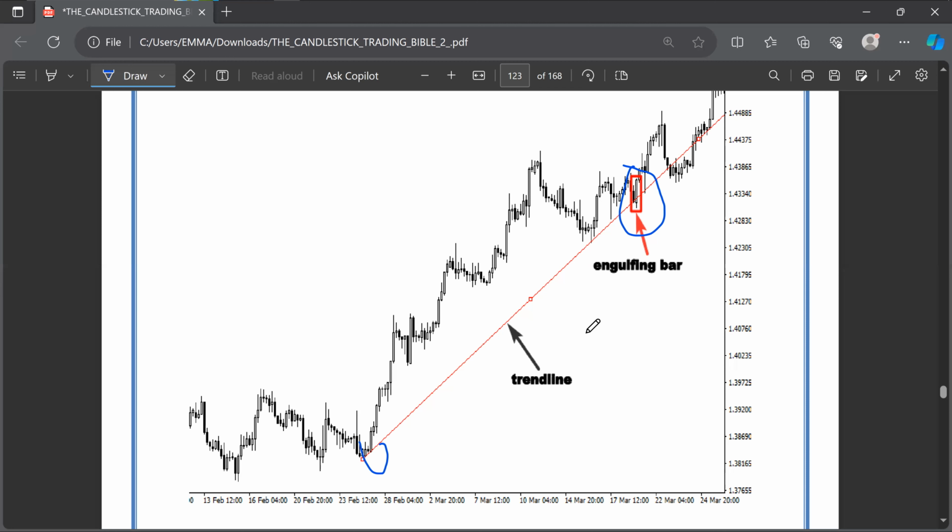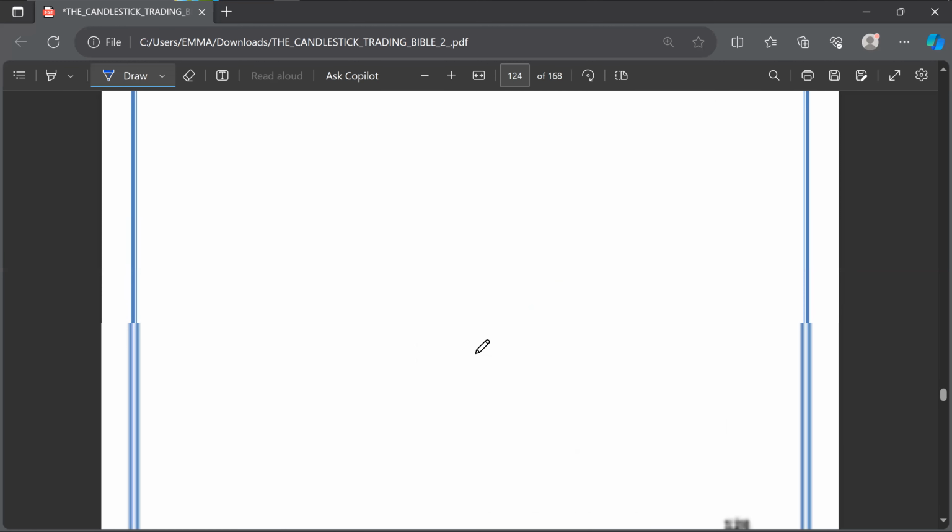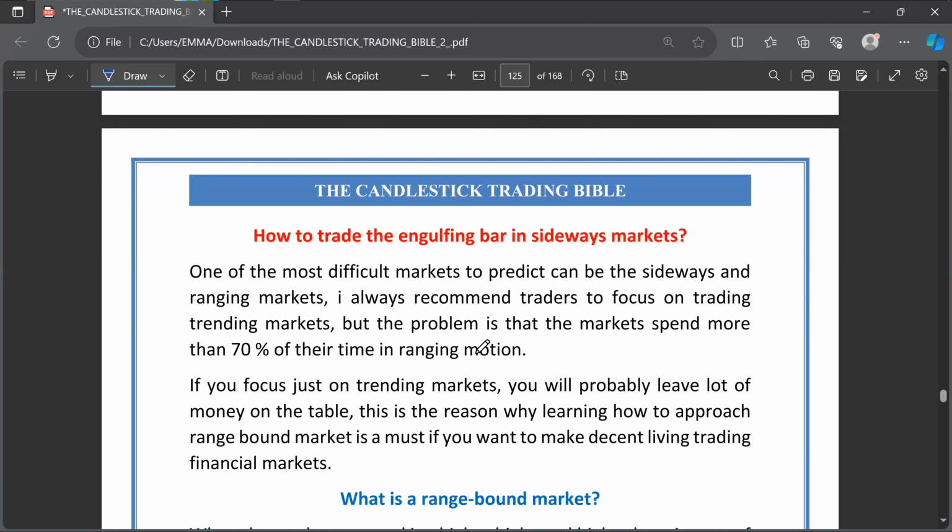We have looked at all these things. You buy in a bullish market and you sell in a bearish market. That's the general rule. For amateurs or intermediates, that's what you have to do. Don't do any counter trading here. So that is it. Now, the chart above shows a bullish trend. The trend line acts as a support level. The price action signal that occurred created a great buying opportunity. So that is it, right?